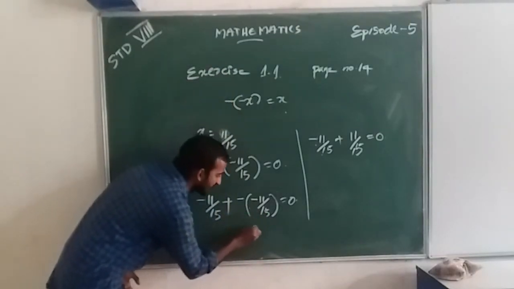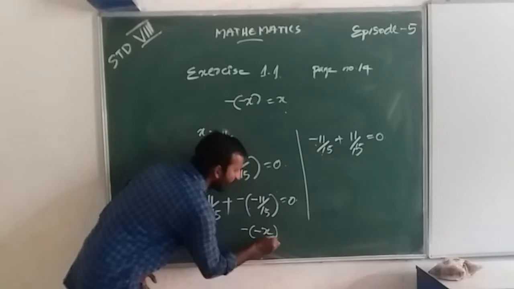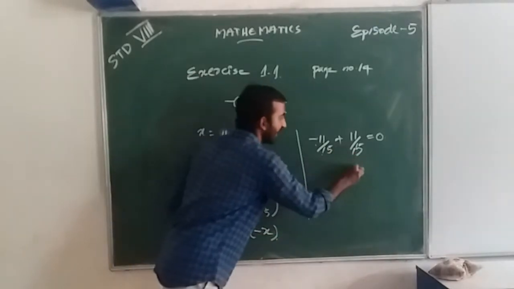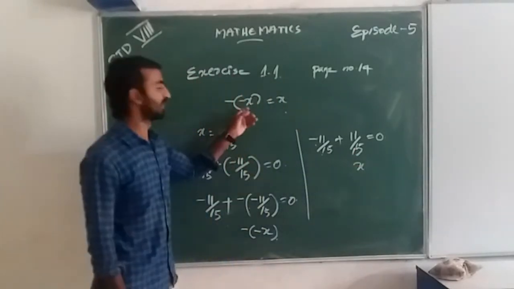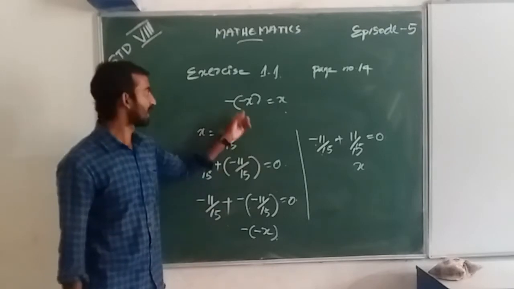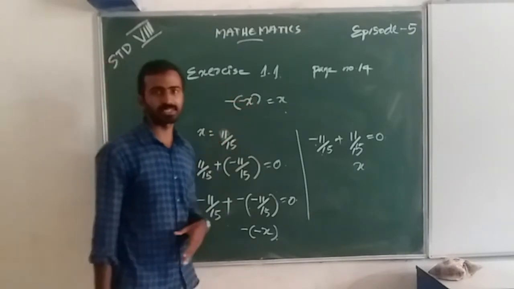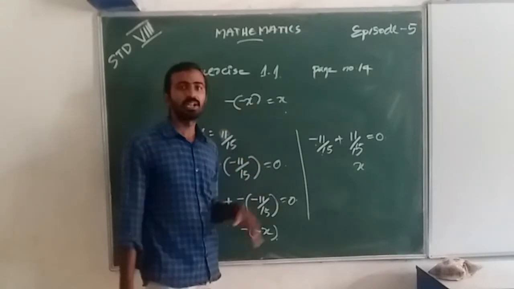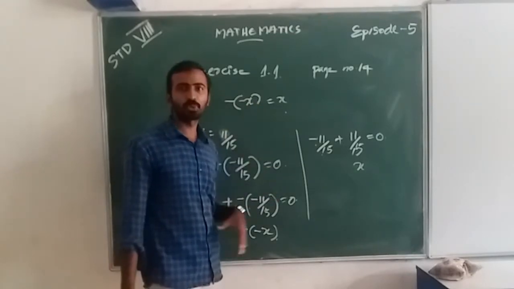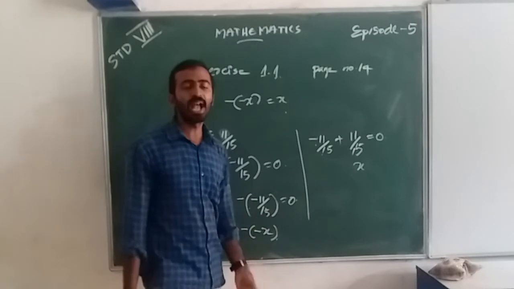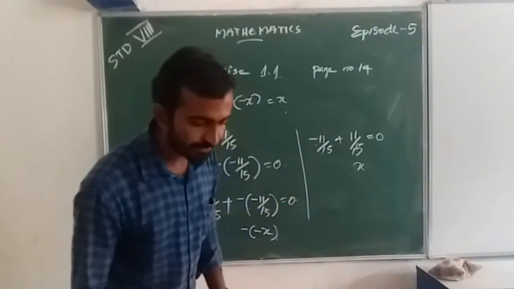This is minus of minus x. What do we get here? x. That is verified. Negative of negative x equals x. Verified.